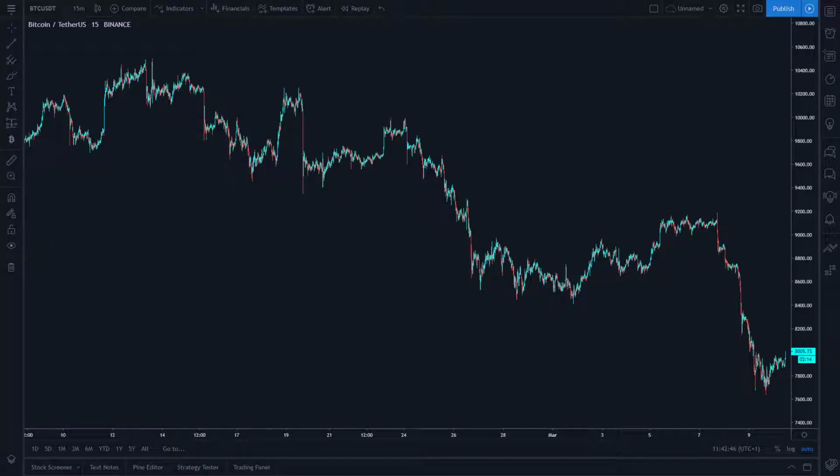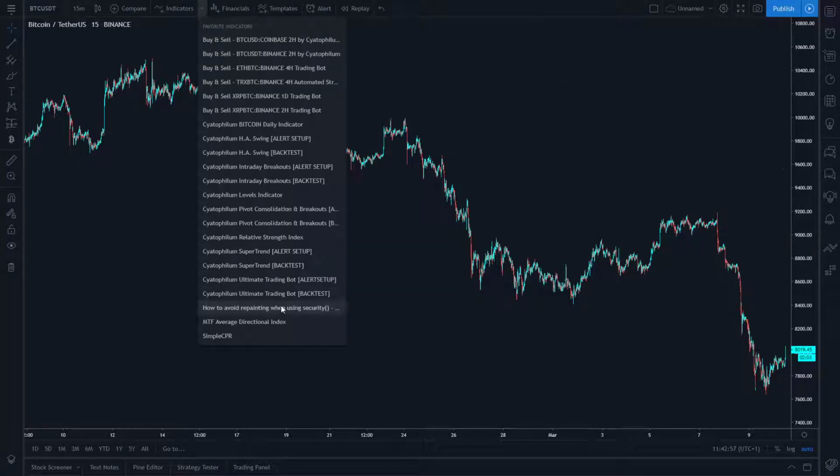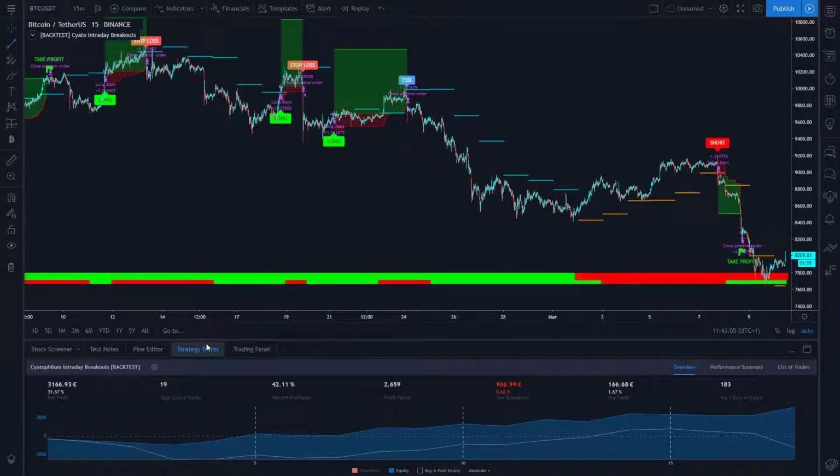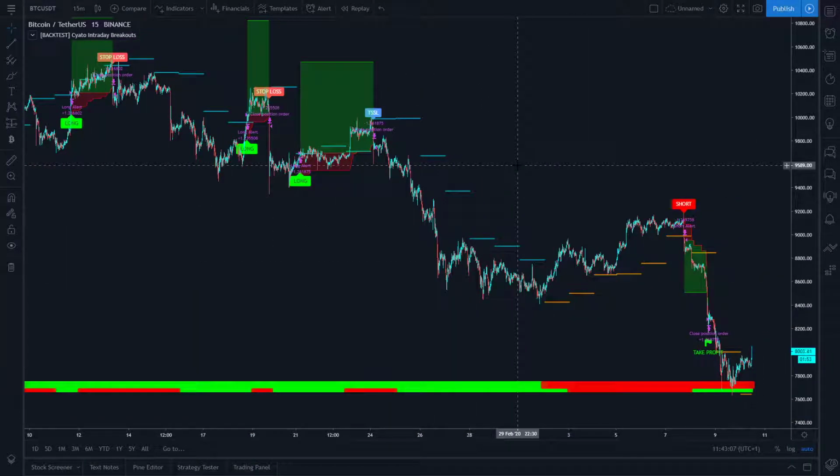In this video I'm going to show you how to use the intraday breakouts indicators. So here we are on the Bitcoin 15-minute chart. We're going to add the backtest version of the indicator. Okay, so the strategy is based on the triple screen strategy. So we're going to see the three things.